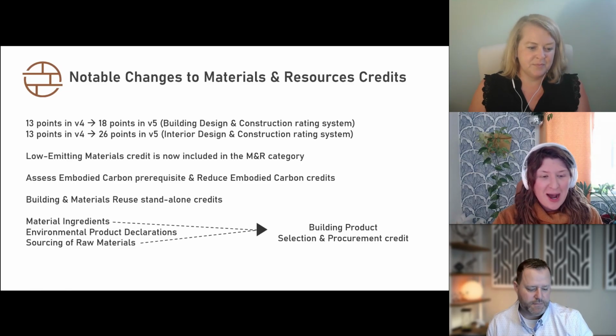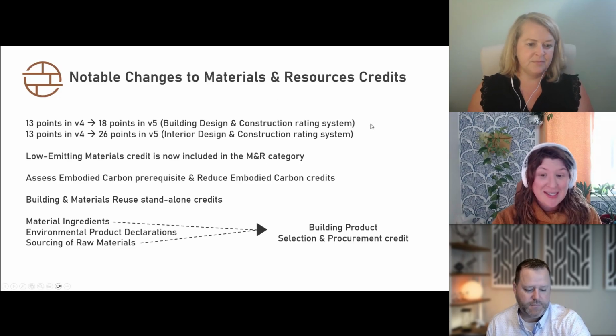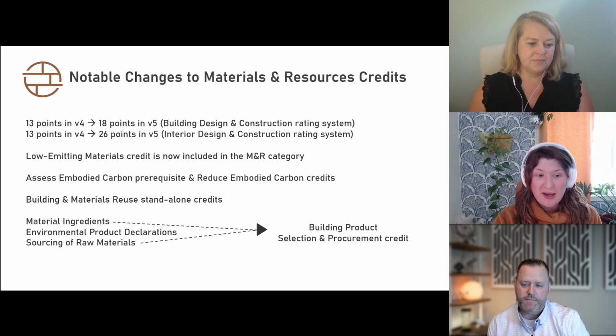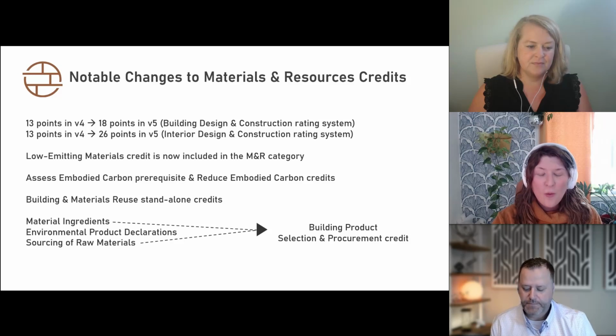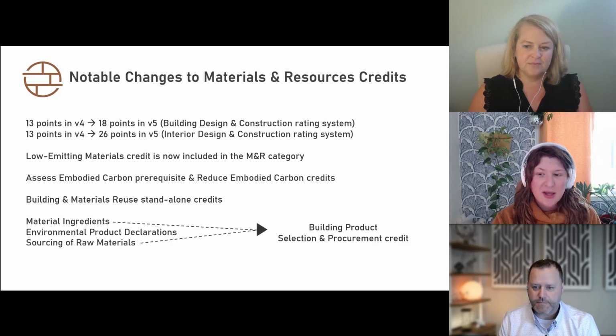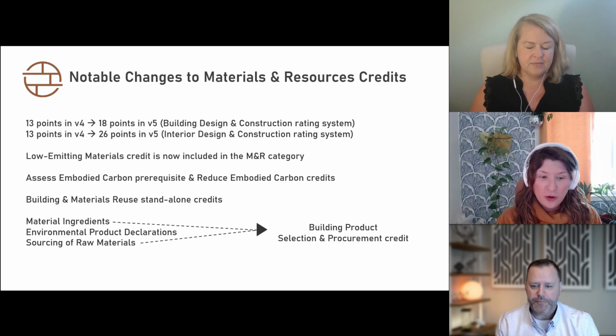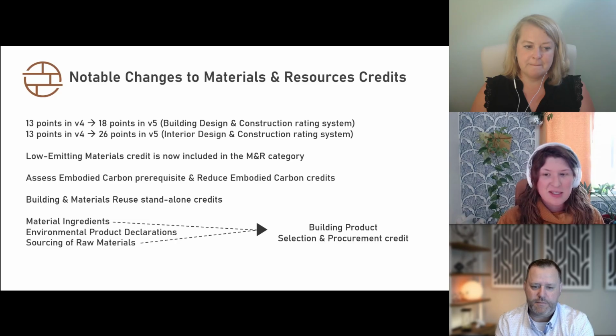Another key highlight is that the building and materials reuse credit is now a standalone credit, which is really exciting as that's a huge target for LEED V5 to prioritize building and materials reuse. One of the larger structural changes here is that you'll notice the Building Product Selection and Procurement Credit, or BPSP, has come from these three other credits, material ingredients, EPDs, and sourcing of raw materials, to be this broader multi-attribute credit that takes many things into account so that we can understand how materials compare closer to apples to apples.